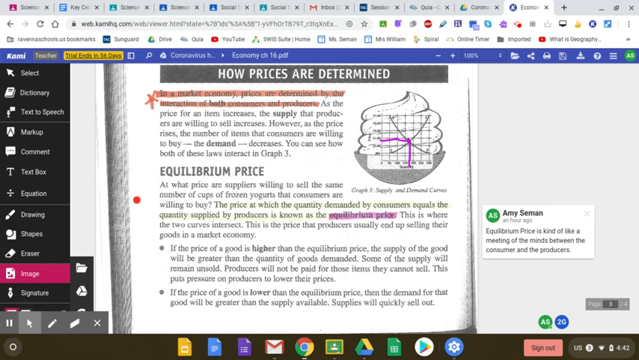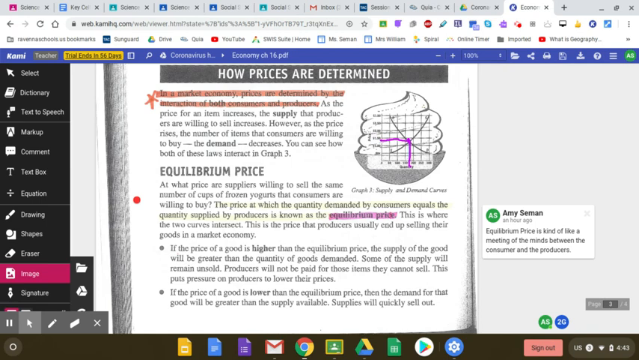As the price for an item increases, the supply that the producers are willing to sell increases. However, as the price rises, the number of items that consumers are willing to buy, the demand, decreases. You can see how both of these laws interact in graph 3.